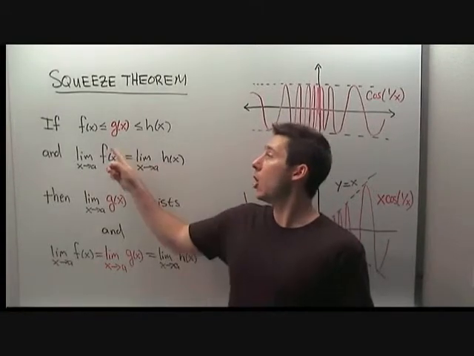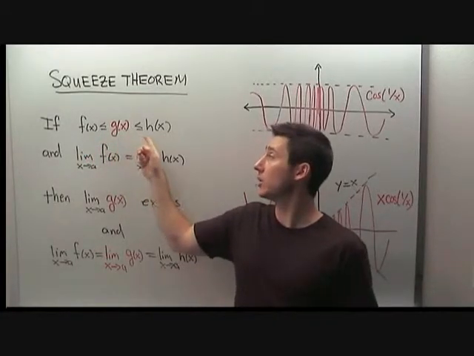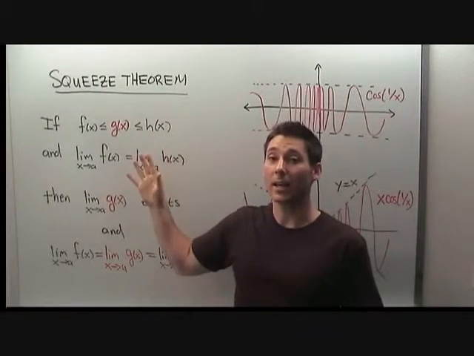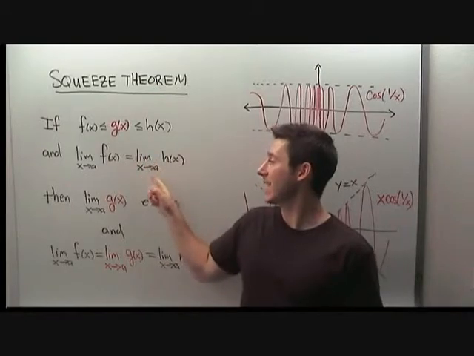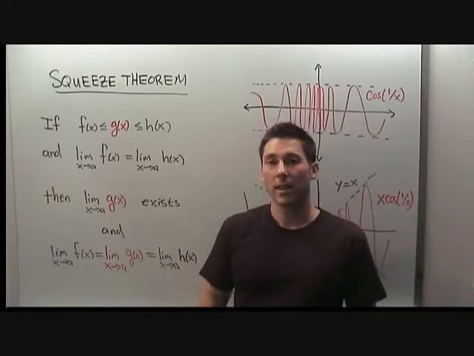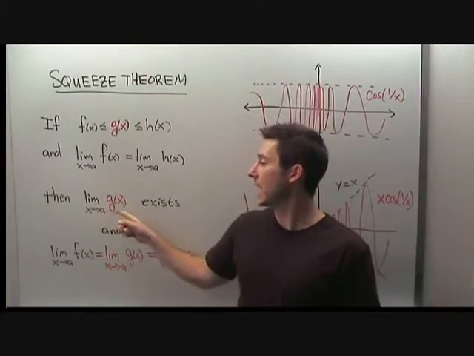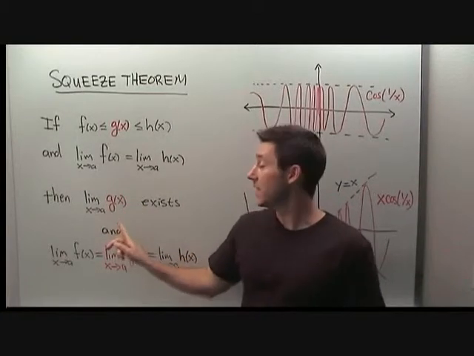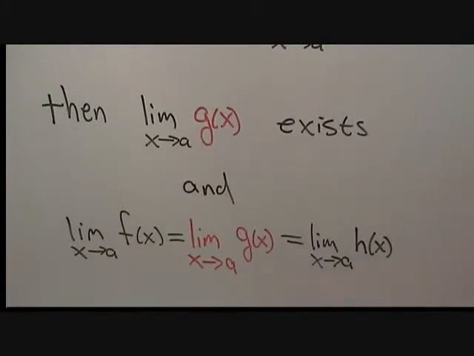If you know that f of x is always less than or equal to g of x is always less than or equal to h of x, and the limit as x goes to a of f of x and the limit as x goes to a of h of x both exist and are equal to each other, then you can conclude something about the limit as x goes to a of g of x. Namely, this limit exists and will have the same value as the limit of f of x and the limit of h of x.